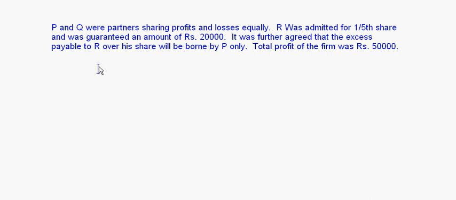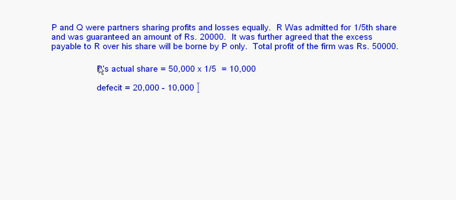Okay, now in this case R's actual share will come out to 50,000 into 1/5, that is equal to 10,000. So the deficit will be equal to 20,000 is the guaranteed amount and the actual share is coming as 10,000 only, so that is 10,000. Now this deficit will be borne only by P, right?